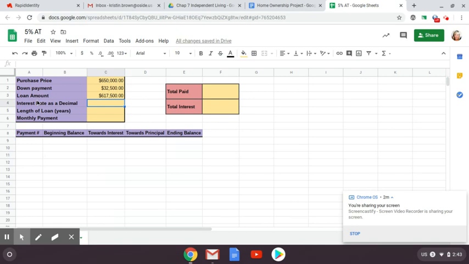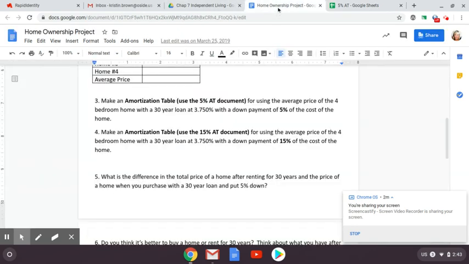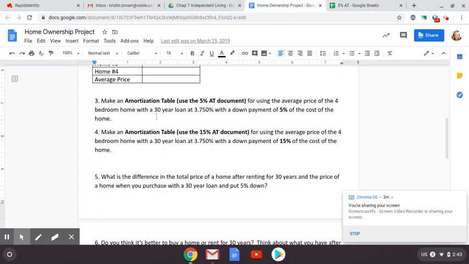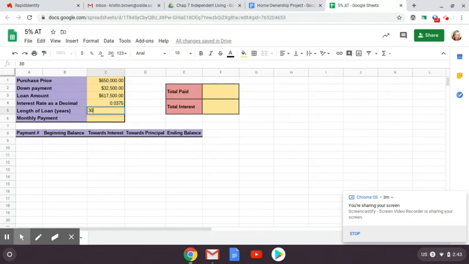The interest rate is the next one, written as a decimal. We go back to the assignment, and it said the interest rate was 3.75%, and they want us to write it as a decimal. So we're going to take this decimal, move it 2 to the left, giving us 0.0375. 0.0375 is the rate as a decimal. The length of the loan in years is back again on the assignment. It's a 30-year loan, it says. So I'll put in 30 years.